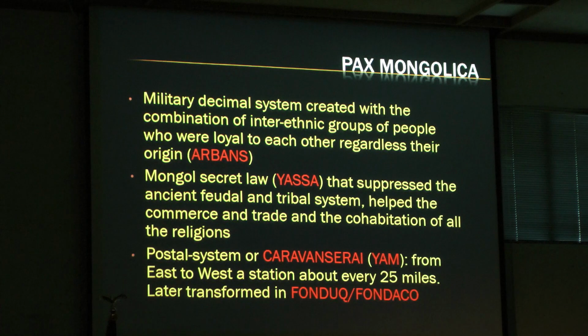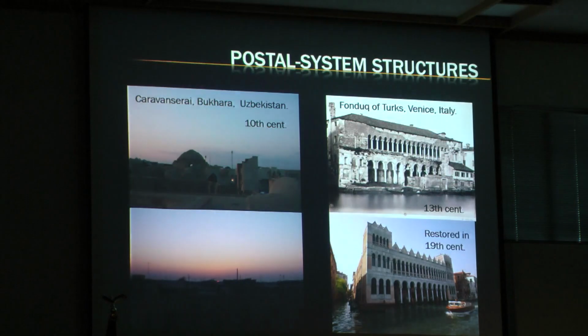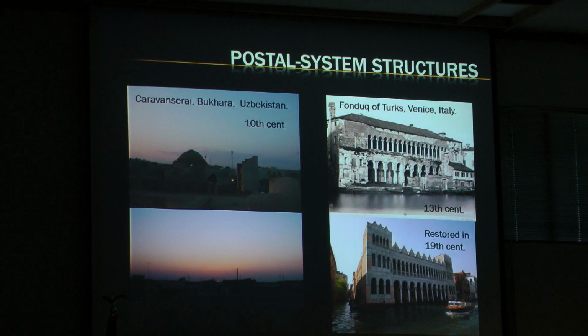And most importantly, the Mongols established a postal system based on the old caravanserai that they called Yam. The caravanserai were the stops where merchants, traders, and travelers could rest and exchange horses. So from east to west, the Mongols established a station every 25 miles. Later this was transformed and recorded in Arabic as fonduk or in Italian as fondaco. Today we still have a few caravanserai along the Silk Road and also fondaci.